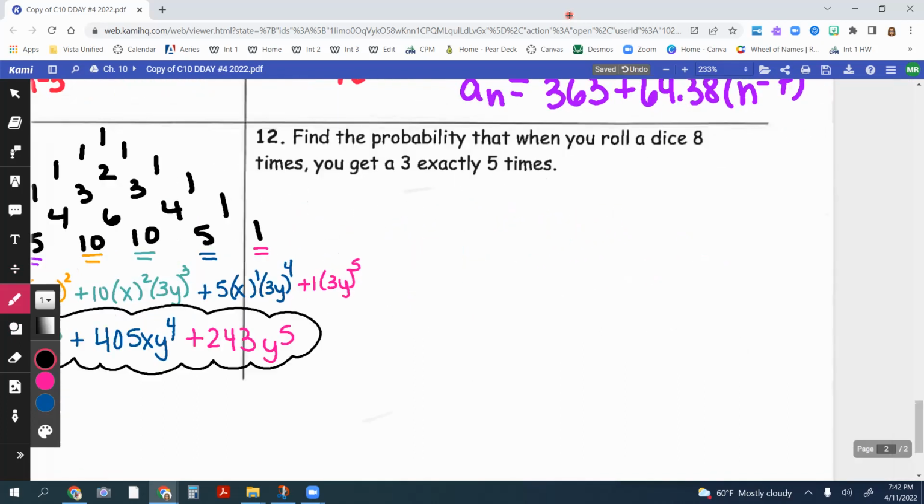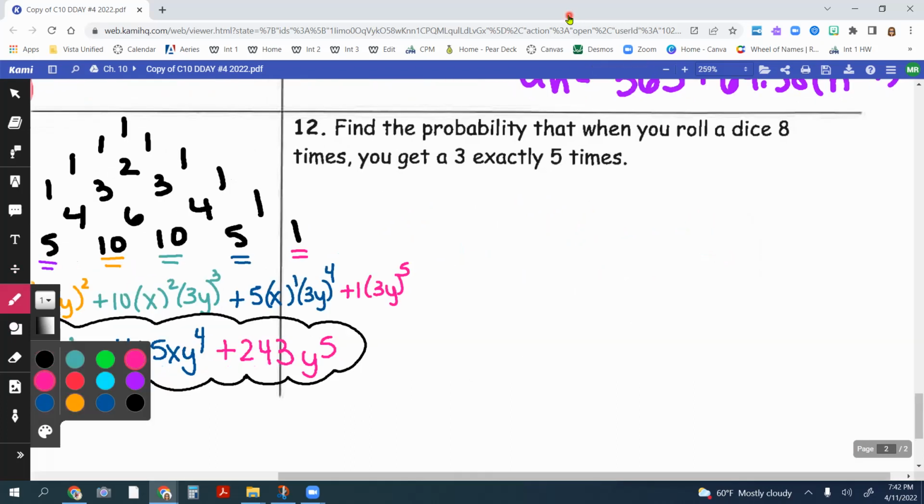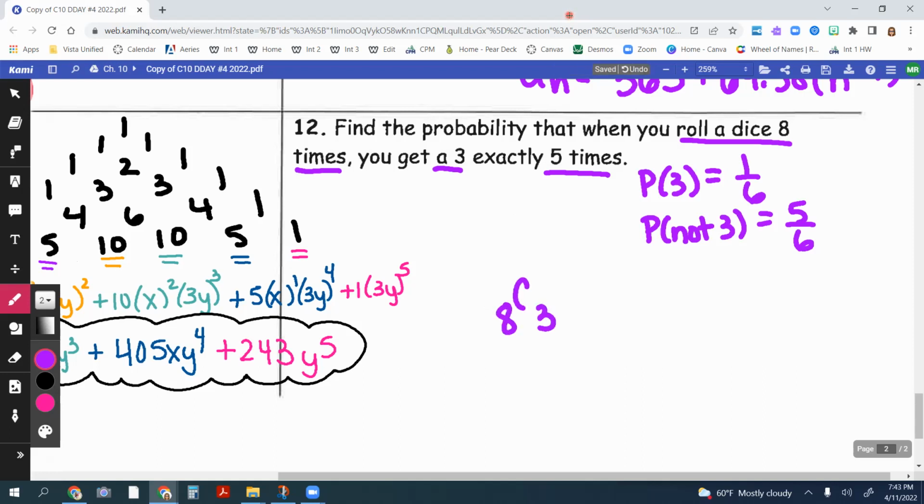And on number 12. So this is going to be a binomial probability. And for this, we want to find the probability that when you roll a dice 8 times, okay, so we're going to have trials of 8, you get a 3 exactly 5 times. So probability of a 3 when we're rolling a die is 1/6. Probability of not a 3 is 5/6. And we're rolling 8 times, and we want to get exactly 5 times. We want to get 3 5 times.